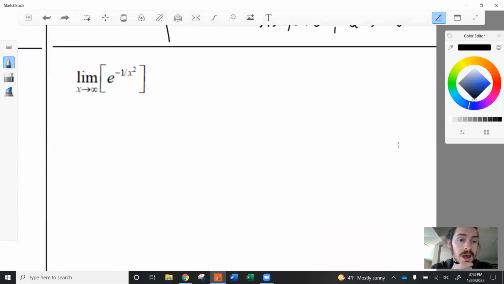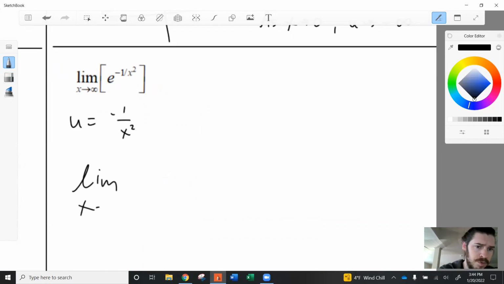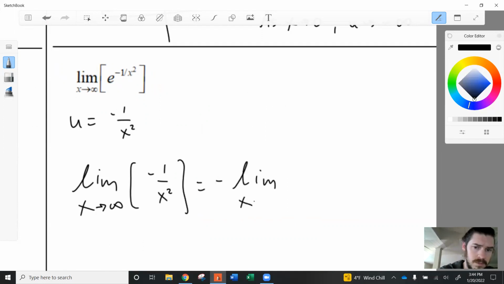So now let's look at the next one. Same function, x is going to infinity this time. Let's see what happens. We'll break it down the same way. We'll use u equals negative 1 over x squared. So we'll start by examining the limit as x approaches infinity this time of our u function, negative 1 over x squared. We can pull out the negative again. And now it's just positive 1 over x squared in here.